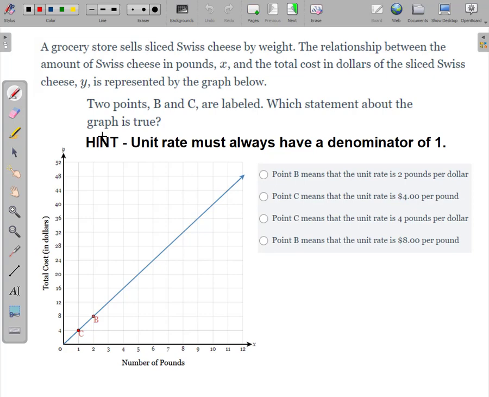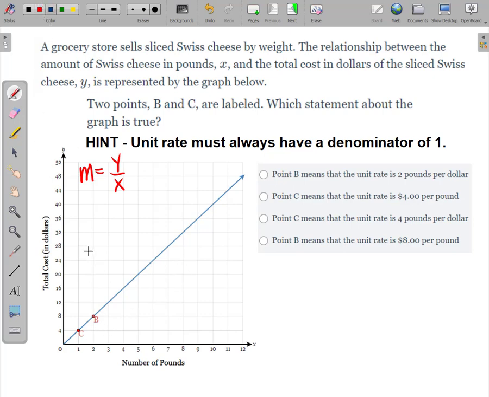Hint, and this is huge, this is the big emphasis with today's lesson for the 3 different types: unit rate must always have a denominator of 1. So the last few days we were dealing with slope, and slope is always written as y over x, and we're going to use that same idea from slope to find out our rate.